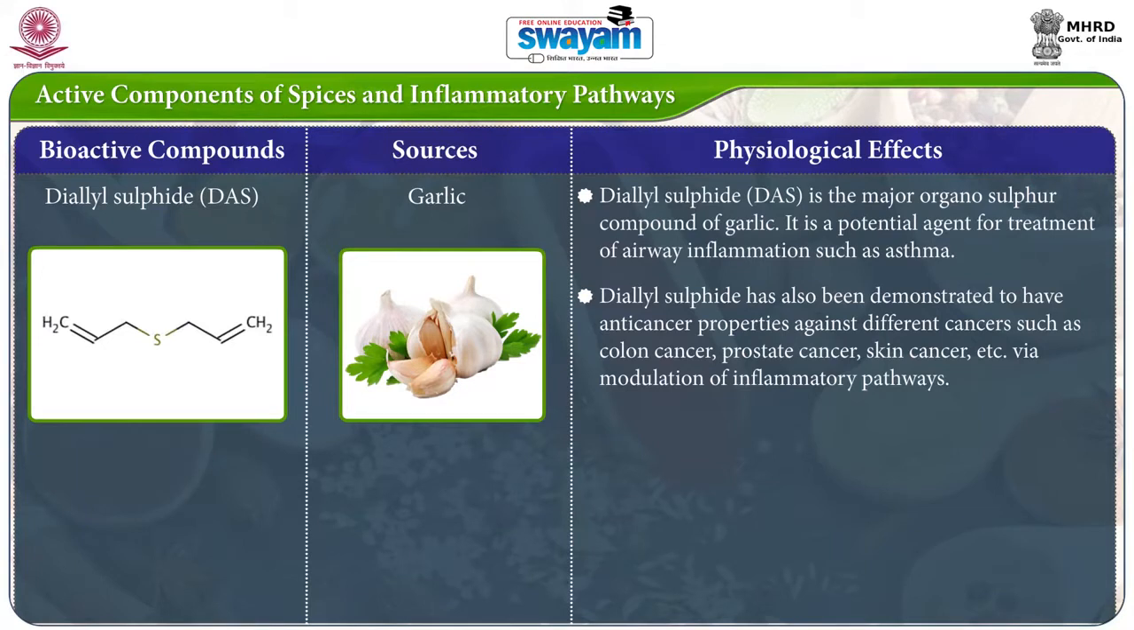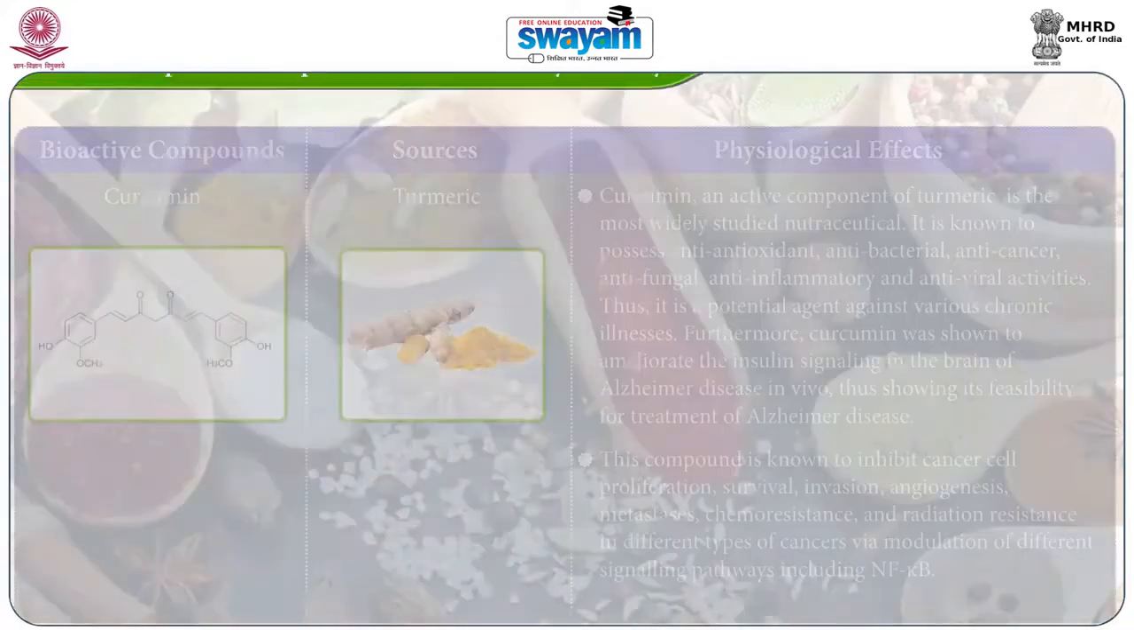Now, next is garlic. Diallyl sulfide, that is DAS, or allicin, is the major organosulfur compound of garlic. It is a potential agent for treatment of airway inflammation such as asthma. Diallyl sulfide has also been demonstrated to have anti-cancer properties against different cancers such as colon cancer, prostate cancer, skin cancer, etc. via modulation of inflammatory pathways.